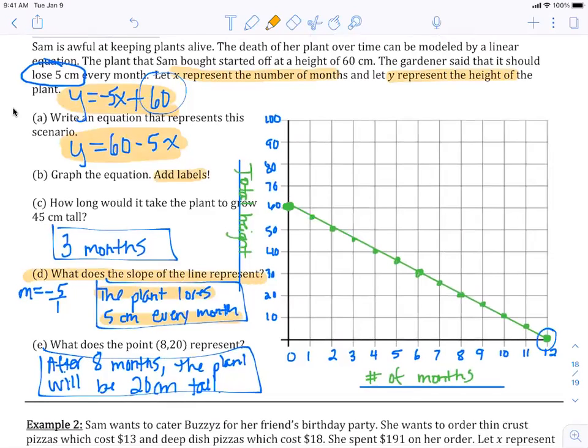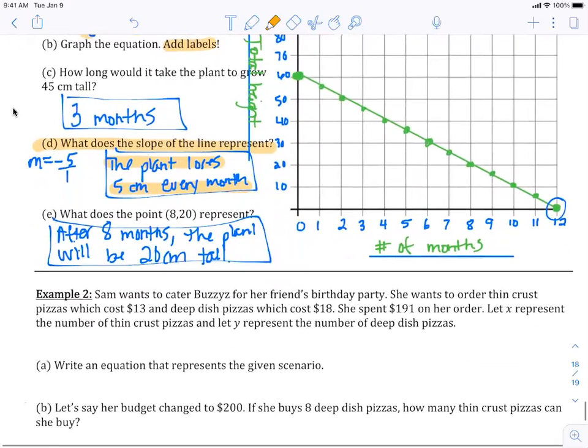So for part C, it says how long would it take for the plant to be 45 centimeters tall? You could really do this one of 2 ways. Some students might go to where it was 45 centimeters tall, which is right here, and it takes 3 months to get there. You could have also gone the plugging in the equation route. You could have plugged in 45 for the y value and solved for x. You could have done that as well. But in this case, the graph was a little bit easier because it was right there.